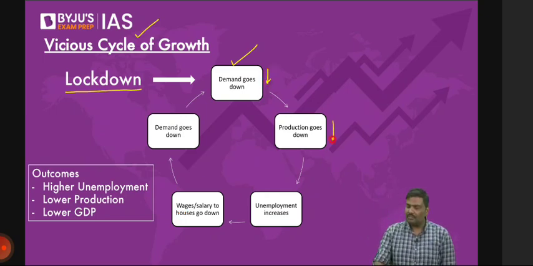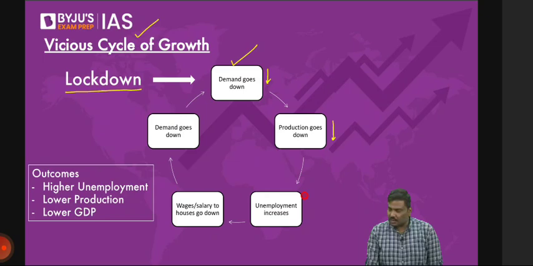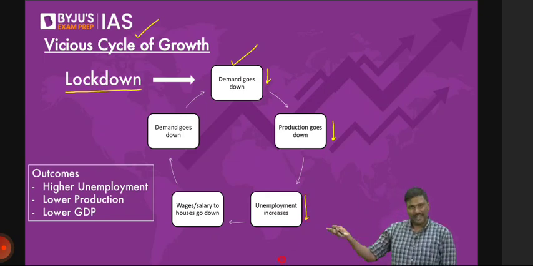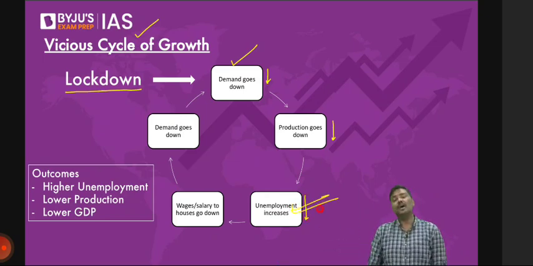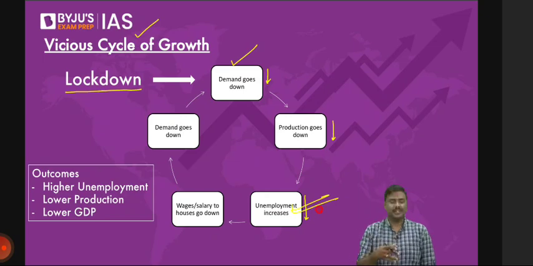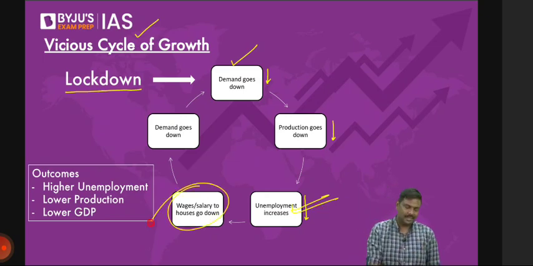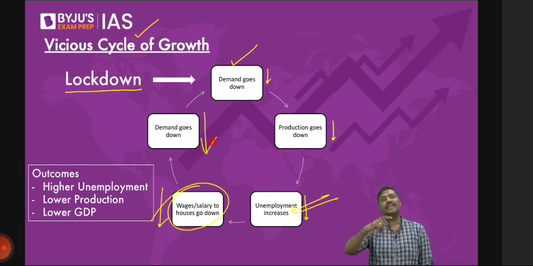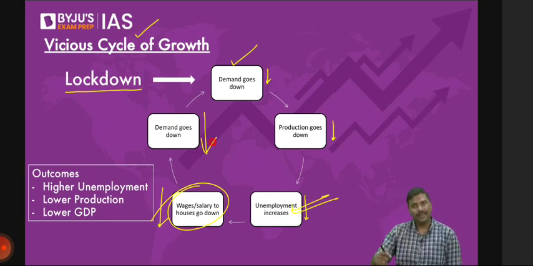And when the production goes down, what will happen to unemployment? The employment will not be there. Rather than hiring people, people will be removed now. Unemployment will go up. And when the unemployment goes up, what do you think will happen to the salaries earned by the people? Salaries will also go down. Again, demand goes down. So the cycle will keep on getting reinforced, again and again. But what is the result of this cycle?